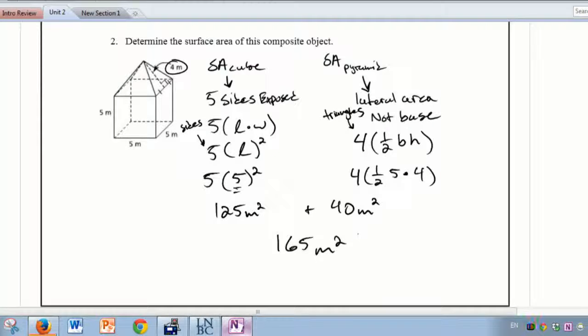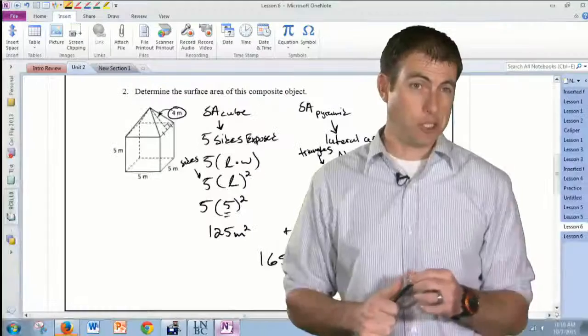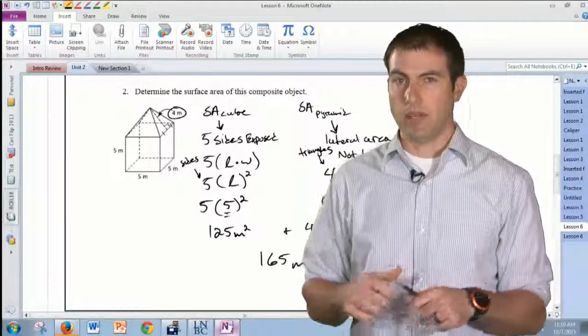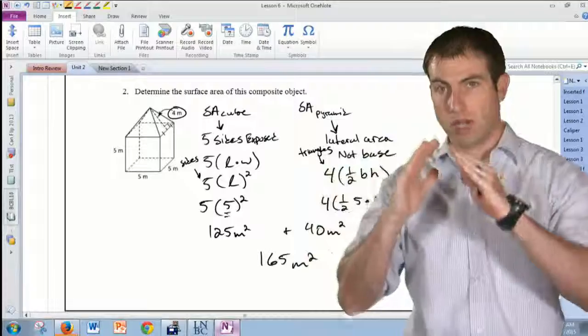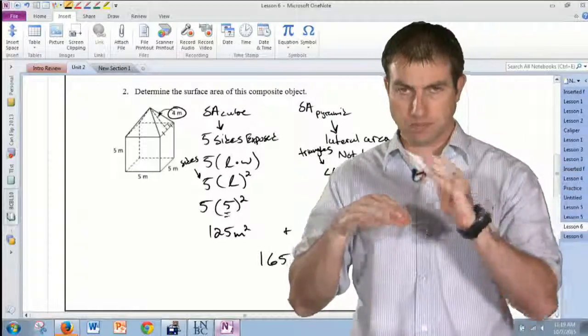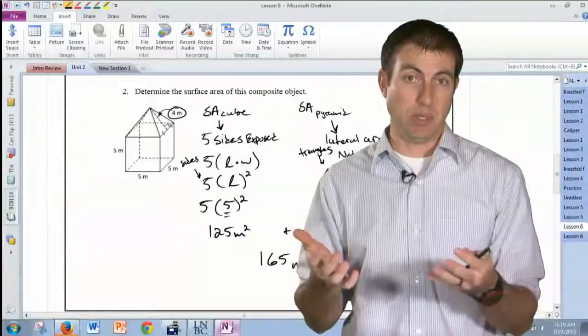So considering the questions we've been doing, that's hopefully a little bit more straightforward. Again, just a matter of stopping to think what's happening in terms of the shapes there. You have that square base pyramid on the top, the bottom isn't exposed, so you don't have to worry about the base of the pyramid.